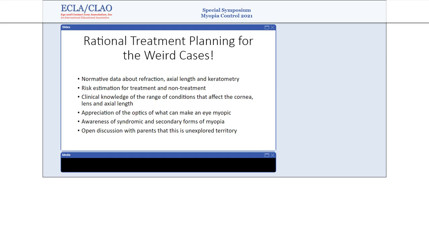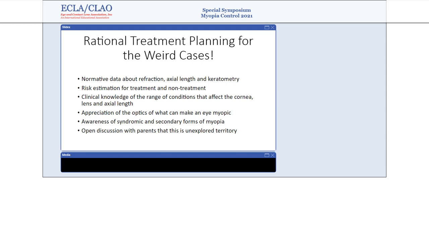So rather than evidence-based in a classic randomized control trial Cochrane report, we can use a more old-fashioned clinical approach, which is knowledge-based. There's a lot of good normative data now being published about refraction, axial length, and keratometry to know as a benchmark. Risk estimation, a lot of good work has been done on that, and I just want to mention a paper that I think really helps to summarize that in one place.